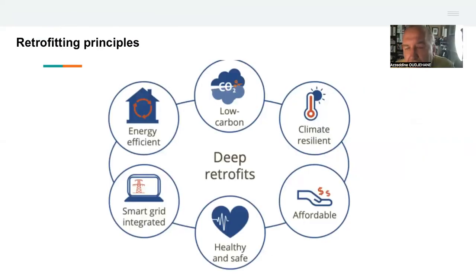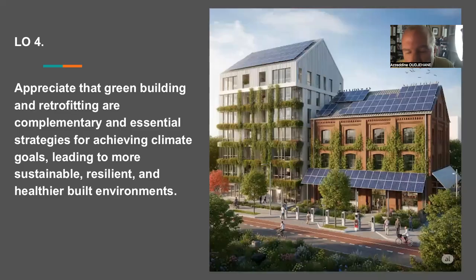Fundamentally, retrofit revolves around six key principles: energy efficiency, lowering carbon, climate resiliency, integration of smart technology and smart grid, adopting health and safety for the environment and for the building itself, and lastly, affordability. Remember, we talked about cost being a barrier for green practices. It always has to be encompassed in any projects that we do.